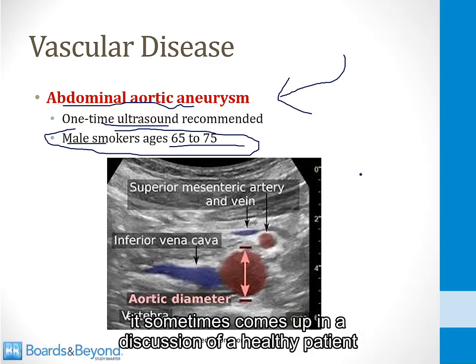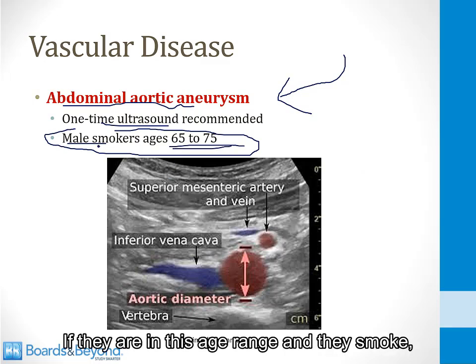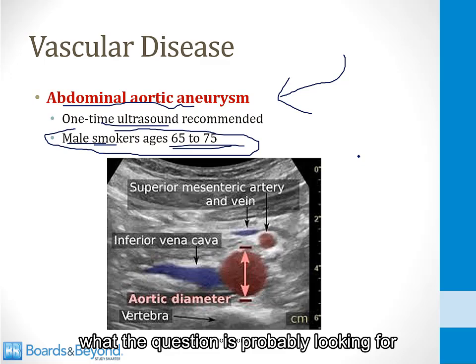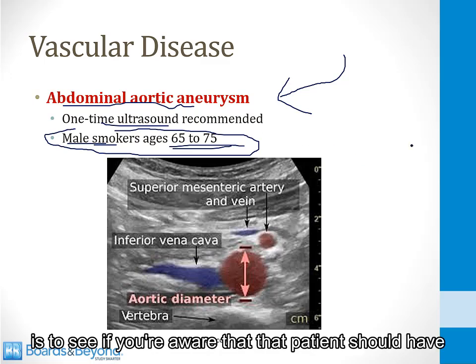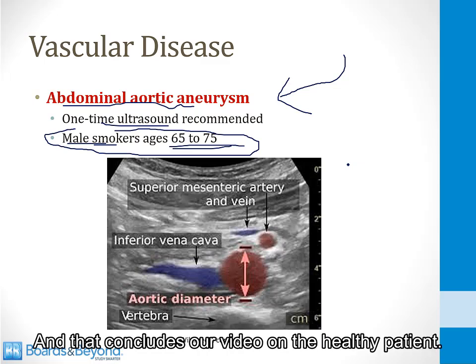It sometimes comes up in a discussion of a healthy patient and what screening should be done. If they are in this age range and they smoke, what the question is probably looking for is to see if you're aware that that patient should have a one-time abdominal ultrasound to screen for an aneurysm. And that concludes our video on the healthy patient.